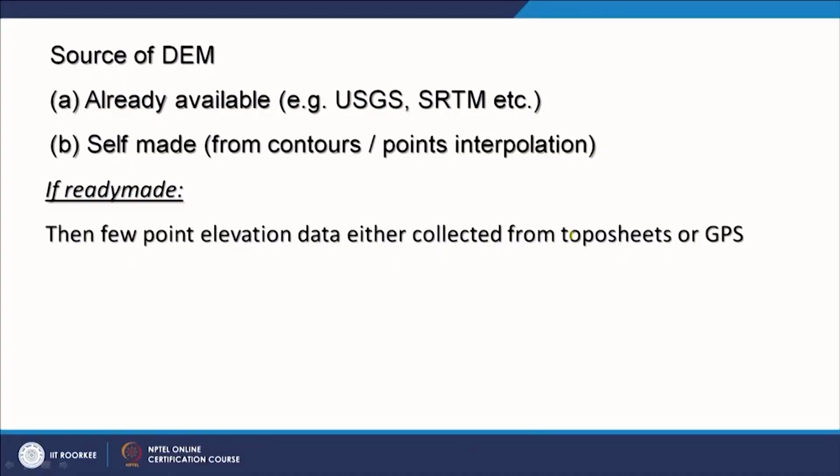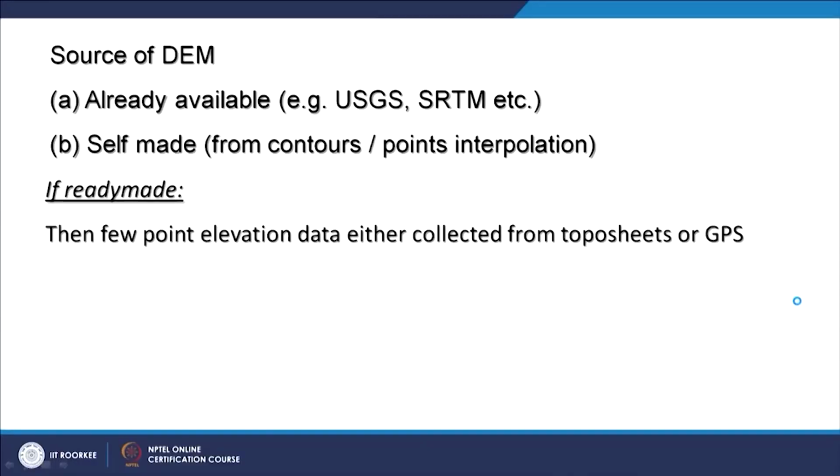Very quickly I will go through the sources of DEMs which are available to us, and we will also see what errors are associated with them. As you know, we have already discussed these things earlier. Already available DEMs may be USGS DEMs, which have been generated from toposheets, SRTM, which is based on InSAR remote sensing technology, or self-made DEMs, from contours or point interpolation that we do.